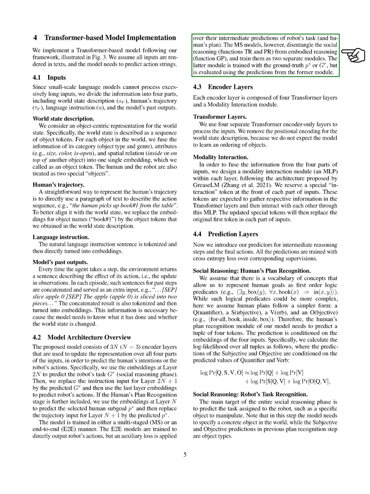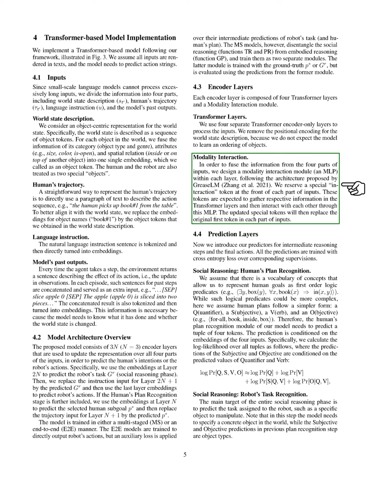Each encoder layer consists of 4 transformer layers and a modality interaction module. We use 4 separate transformer layers to process the inputs, omitting positional encoding for the world state description since we do not need to learn the order of objects. To integrate information from the 4 input parts, we design a modality interaction module within each layer, using a special interaction token to facilitate communication between the parts. The updated tokens replace the original first token in each input section.